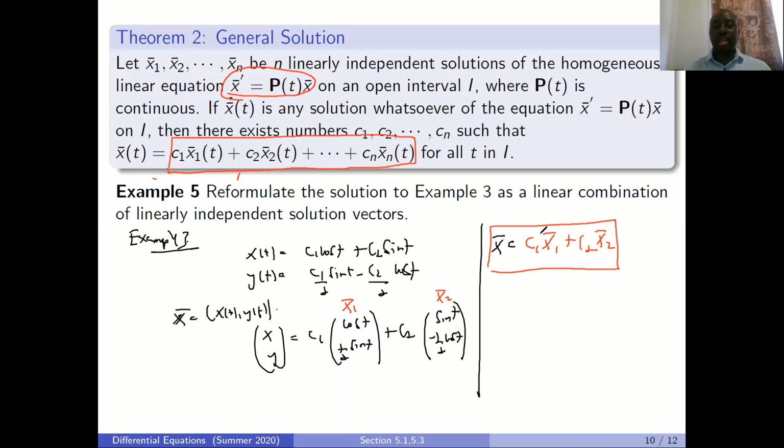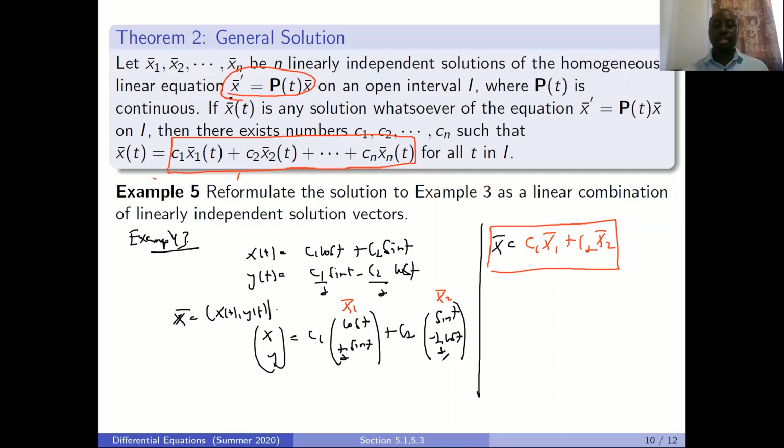In that case, we thought of the general solution as a pair of functions. But in this case, we are thinking of the general solution as a vector at one point, and we are writing it as a linear combination of two vectors. But at the end of the day, it's the same representation. It's just a different point of view.